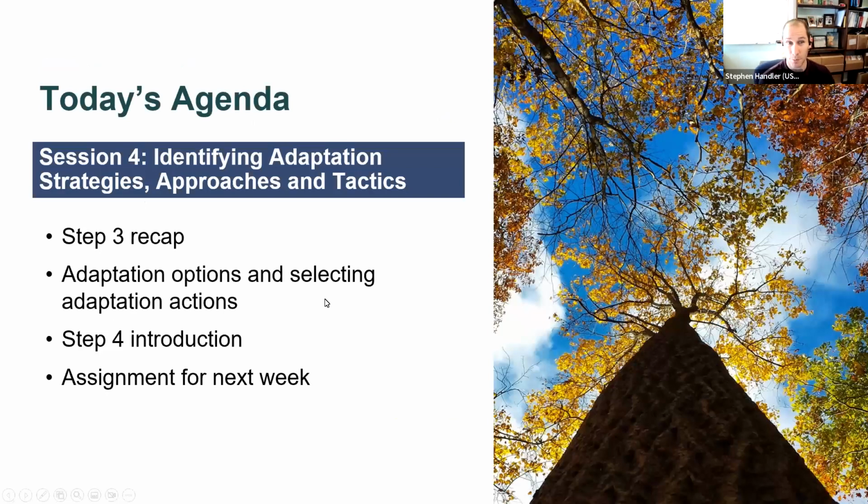So we're going to do a brief recap of step 3. We'll talk a little bit about some broader context for climate change adaptation, lay out a spectrum of choices to make sure you all have the full scope of opportunity available to you in your head before you proceed with this step. And then we'll get into the nuts and bolts of step 4 of the adaptation workbook, including your assignment for next week.